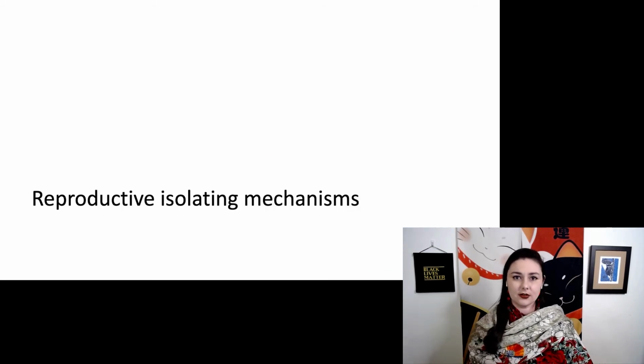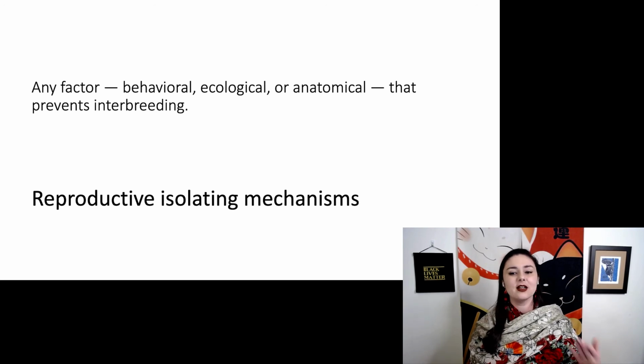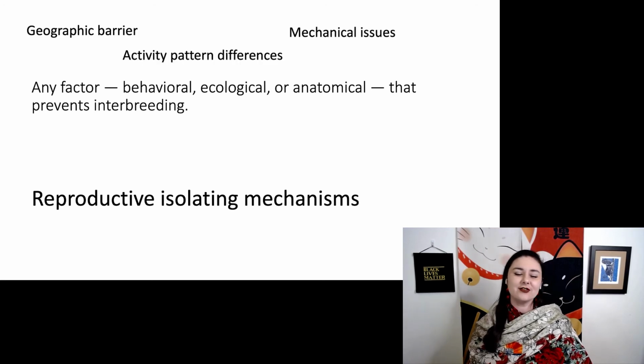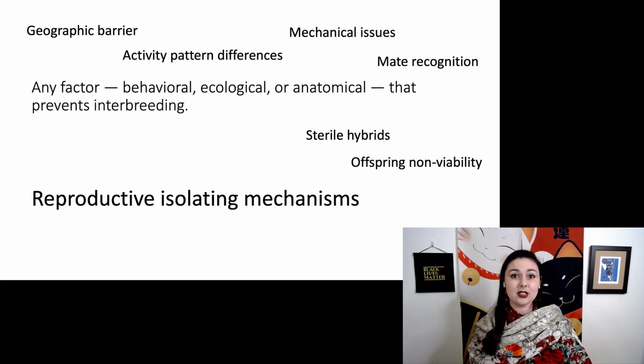Regardless of what model of speciation you're talking about, what we're looking to form is a reproductive isolating mechanism. And this just means anything that prevents interbreeding. It can be behavioral, it can be ecological, or it can be anatomical. And there's a lot of different ones. So the most common one is a geographic barrier, and that's what we're talking about in allopatric speciation. But it could also simply be an activity pattern difference. So if you use your environment at night, you're never going to run into organisms that only use it during the day. Could also simply be a mechanical issue.